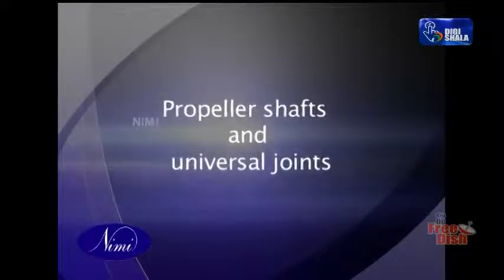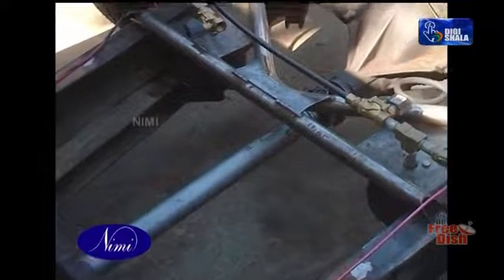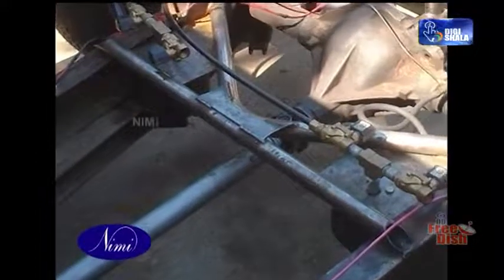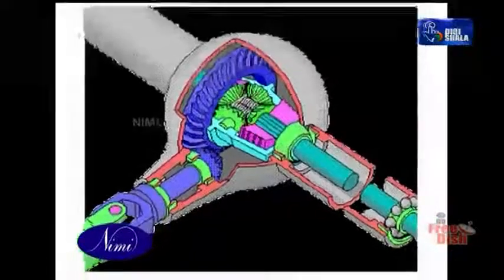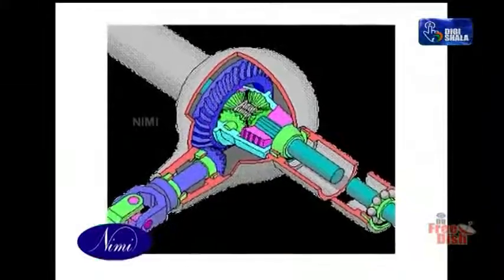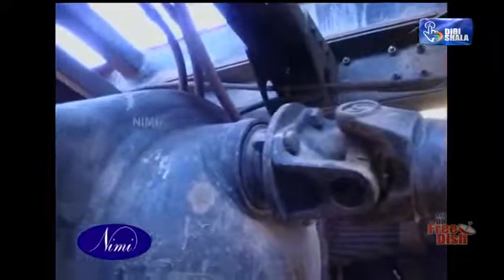Propeller shafts and universal joints. The propeller shaft transmits the drive from the gearbox main shaft to the final drive pinion. The shaft is long and tubular and balanced to reduce vibration. A shaft connecting the final drive to an independently sprung driving road wheel is called a drive shaft.